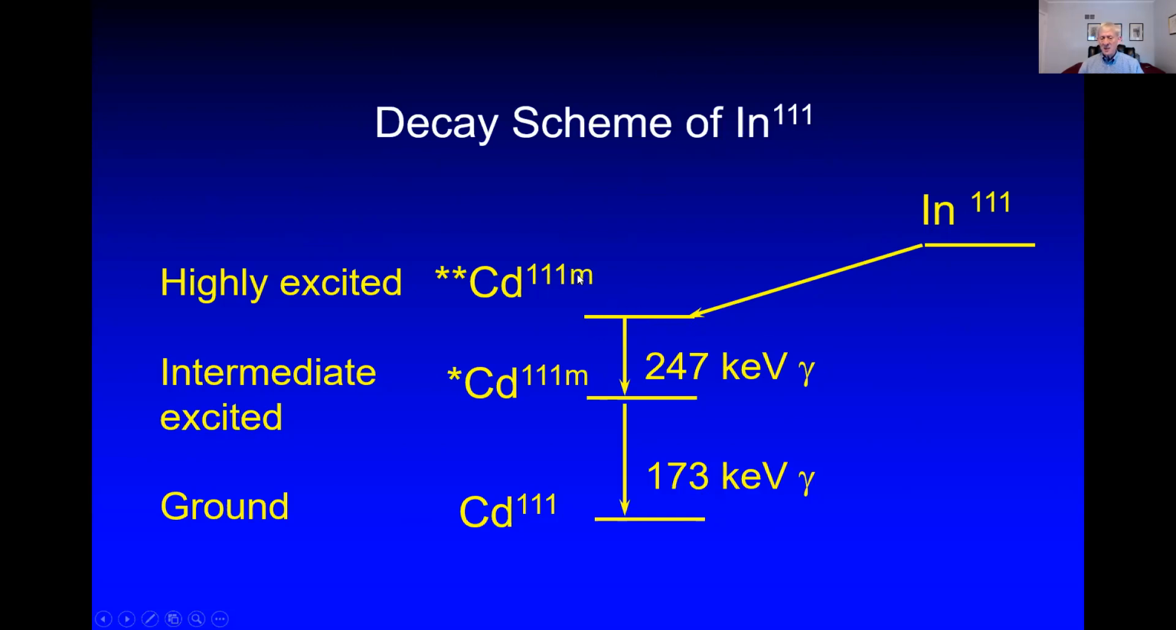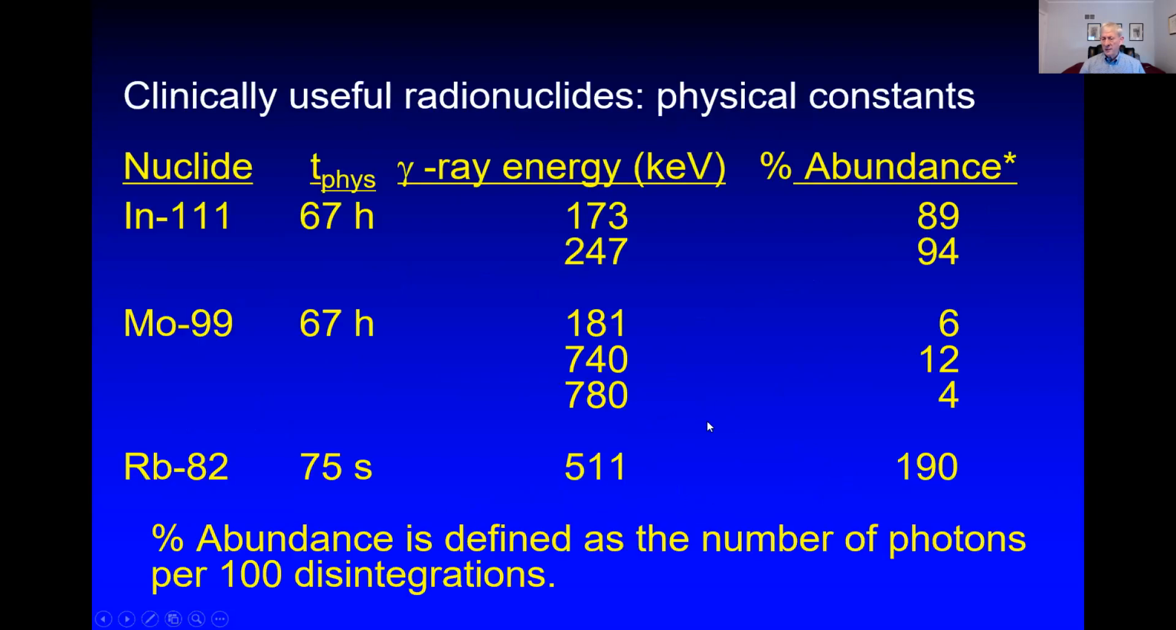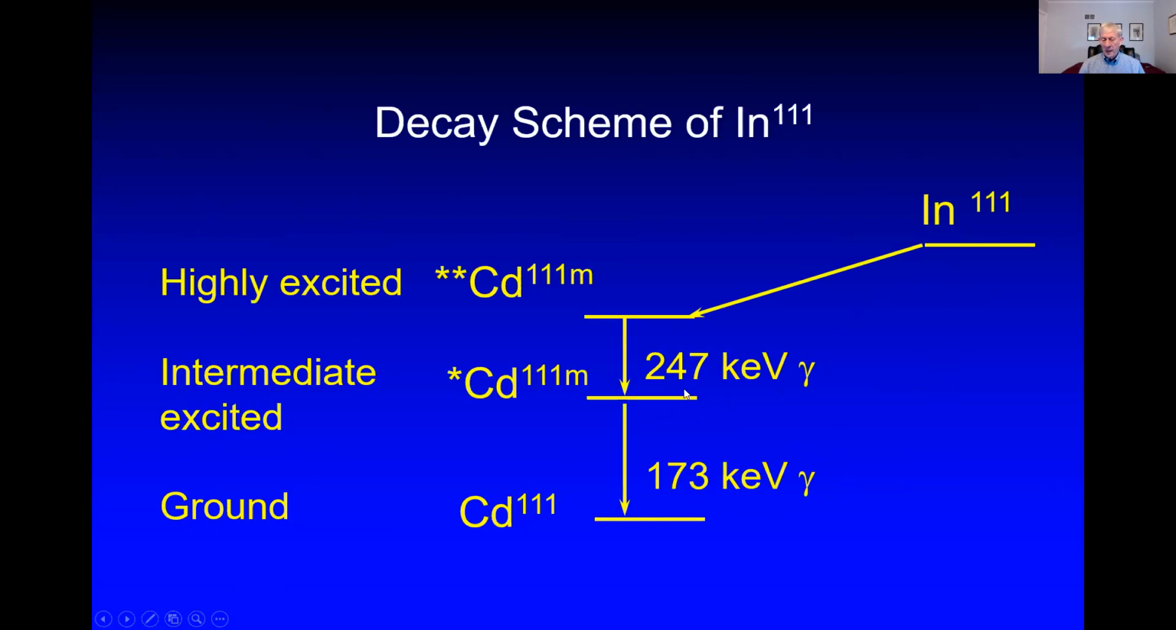Cadmium 111M has 2 excited states. One is highly excited. We'll give it 2 stars. One is excited, and then that one decays to the ground state. So look what we've got. We have sequential decay from here to the intermediate excited state and then to ground. And that gives us a 247, which is, I think, a little over 90% abundant. And then this one is something like 89. Well, I don't recall the exact numbers, 89 and 94. And so we're going to get almost 200 photons from 100 disintegrations.